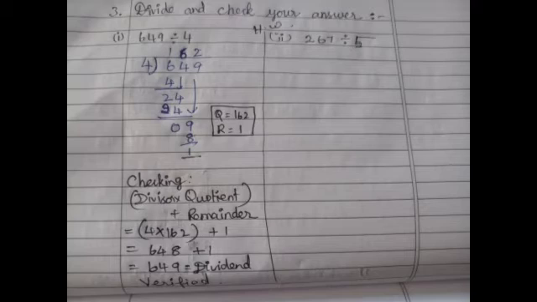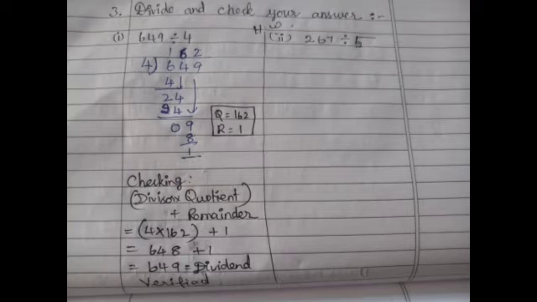Now we can go for the checking section. Divisor multiplied by quotient plus remainder. So the divisor is 4. The quotient is 162. First you have to multiply, then add the remainder 1. When you multiply, 648 plus 1 is 649, which is equal to our dividend. So the sum is verified now.